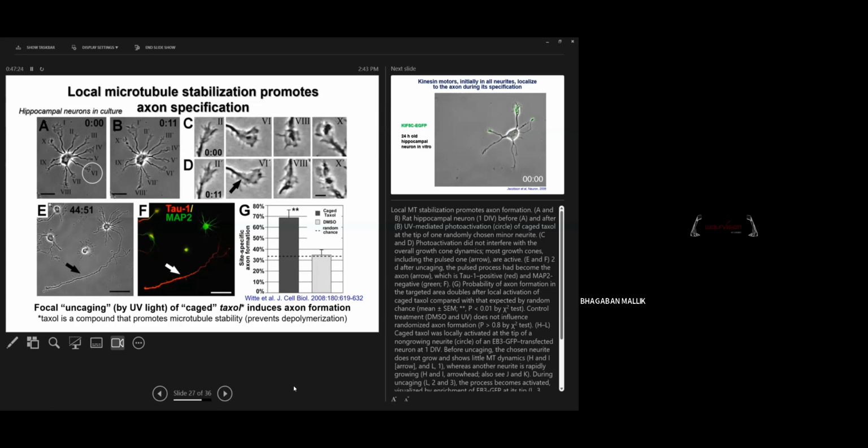So what they have done is they want to stabilize the microtubules and see whether the stability of the microtubule helps the neuron to grow much better.